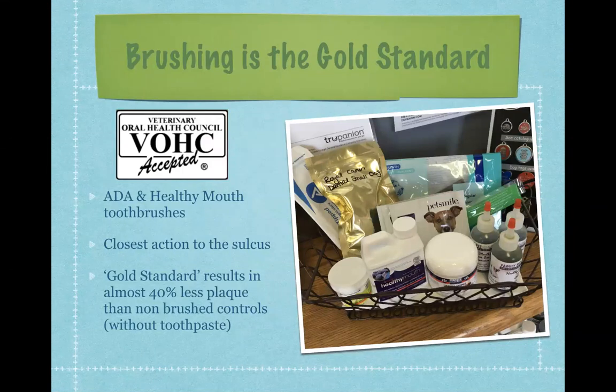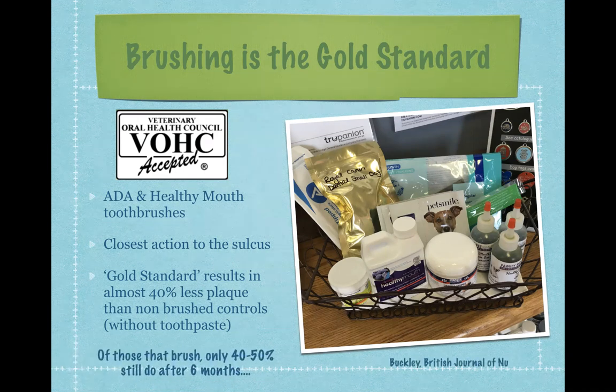So brushing is your gold standard. It has the closest action to the sulcus, and if you just brush without anything on it, it still gets you 40% less plaque reduction. So it is hugely helpful. Sadly, of those that brush, about half still remember to do after 6 months. So when we make it more of a treat action, it becomes more fun for the pet as well. And then the pet might remind you to brush the teeth.